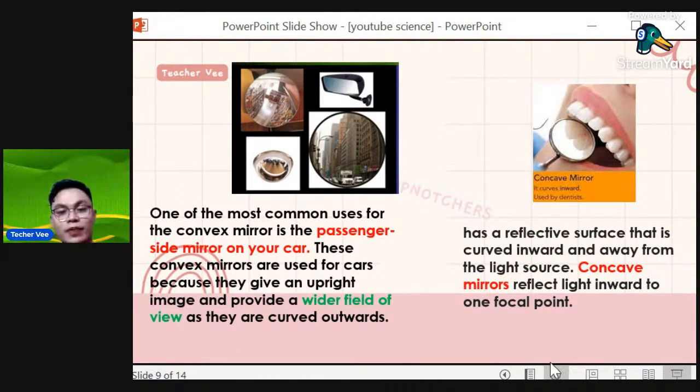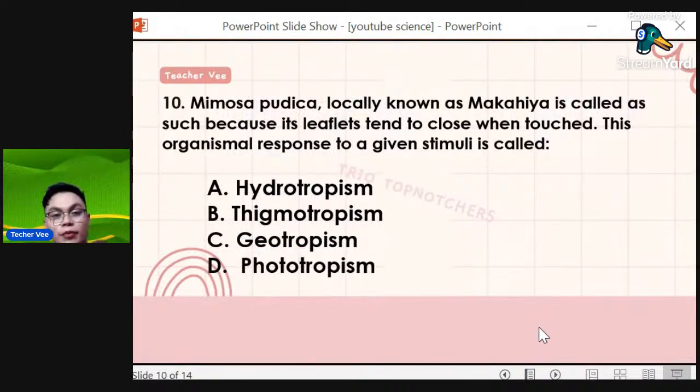Okay, very good naman. Alright, so next, number 10. Mimosa pudica, locally known as Makahiya, is called as such because its leaflets tend to close when touched. This organismal response to a given stimuli is called what? Ano po itong tawag dito sa number 10?